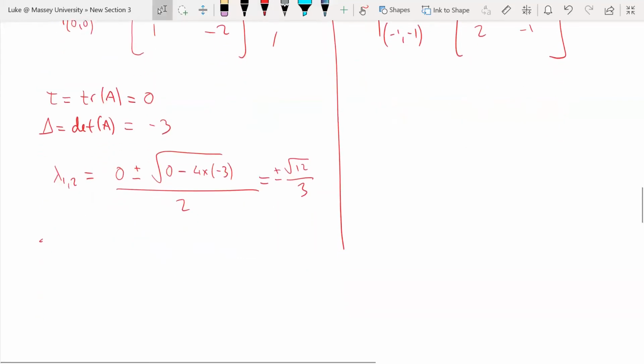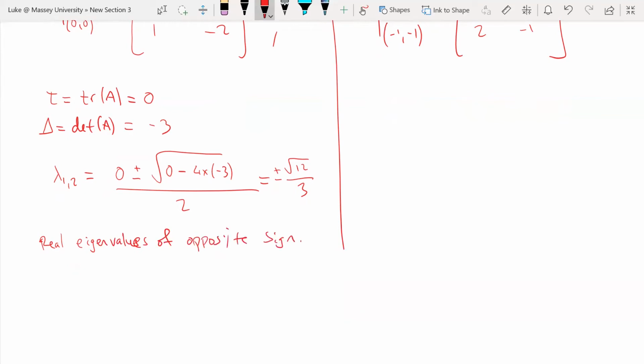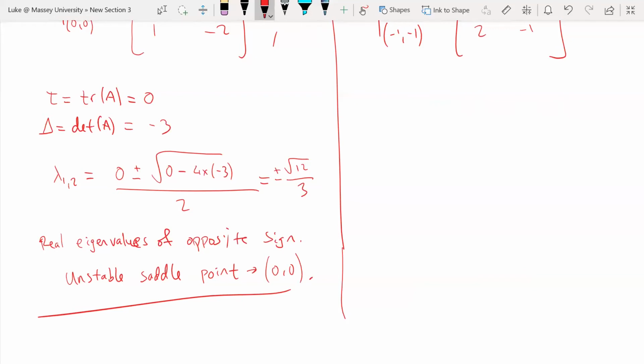Okay, so I get real eigenvalues of opposite sign. So if I check my table of useful information, or if I just remember, it's going to be an unstable saddle point. Okay, so 0, 0 is an unstable saddle point.